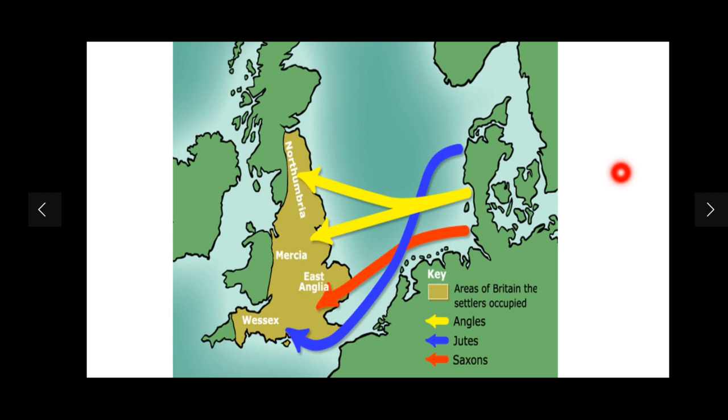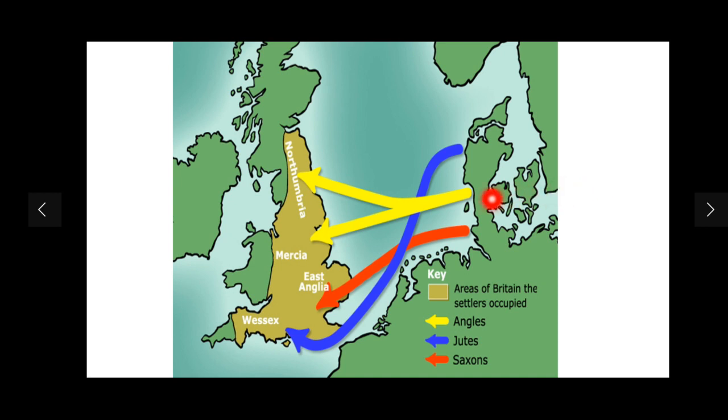This is the map where you can see three Germanic tribes. The yellow one shows Angles. These Germanic tribes came and attacked Britain. And the blue one shows Jutes, right, who came and attacked the West. And the third one is Saxon. You can see it came and attacked East Anglia.